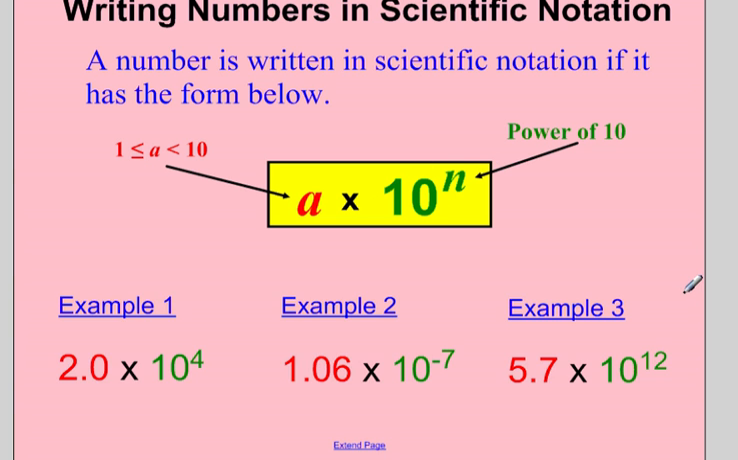So here are some examples of these numbers. 2.0, this works. It's between 1 and 10, and it's times 10 to the 4th power. Here's another example, 1.06. This is a good first number. It's between 1 and 10, and then it's multiplied by 10 to the negative 7. Here's a final example. The first number is good. It's between 1 and 10, and I've got times 10 to the 12th. So these are just examples of what scientific notation looks like.